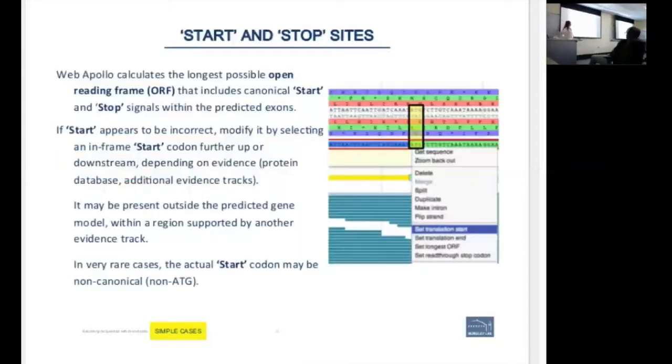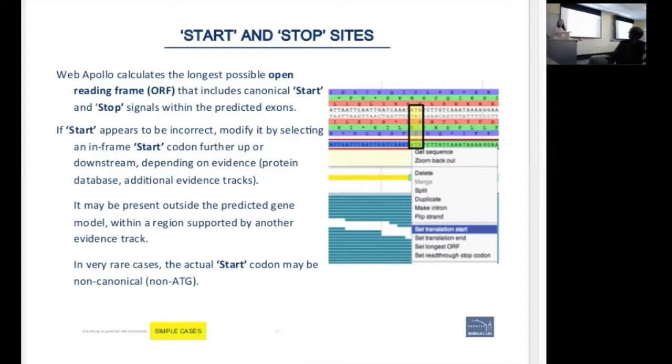You can also set the start and stop, as I showed you earlier. So if I know that this is the first methionine and it is the initiation of the protein, then you can select the A and then say set translation start, and Apollo will automatically remember now that this is the beginning of your protein and that you keep it.